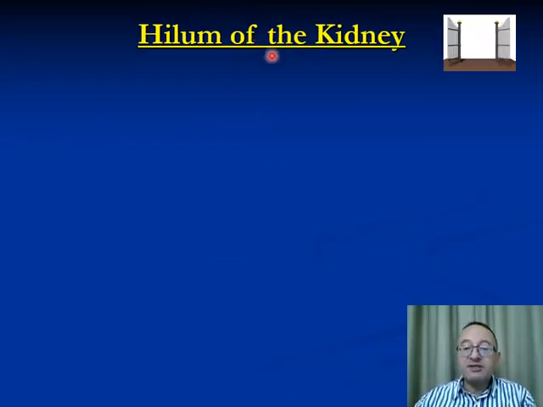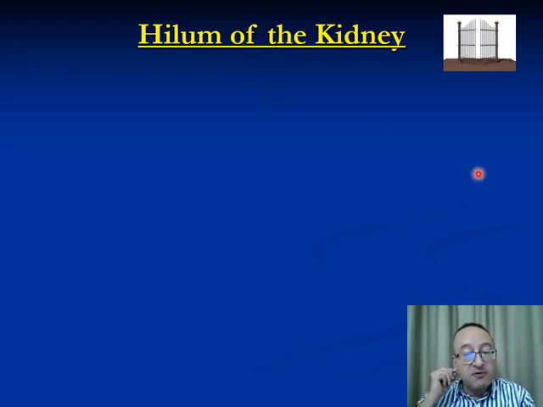What about the hilum of the kidney? We heard about this word before, in the lung, in the spleen. Each of them has a hilum. What's meant by a hilum? It is nothing more than a gate through which structures pass through and exit that organ.